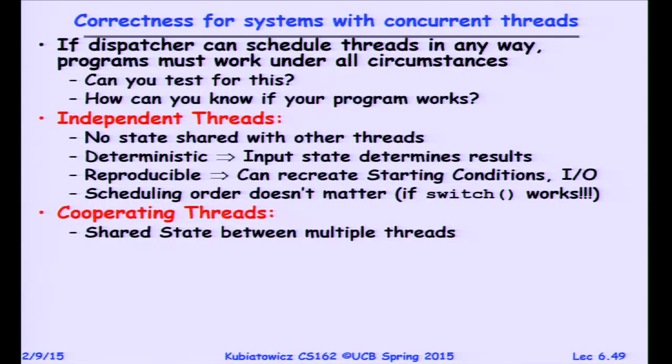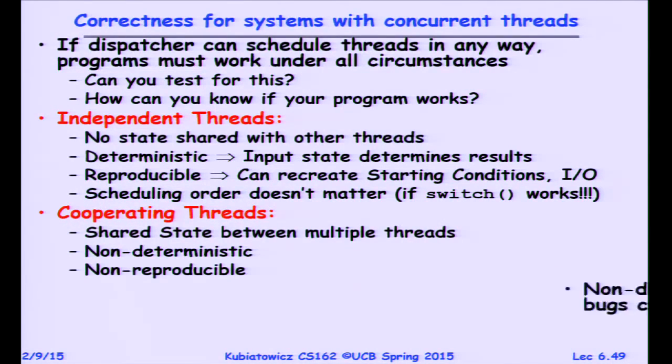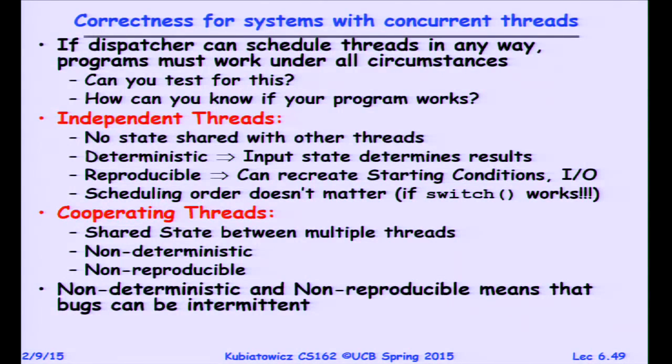Shared state between multiple threads. Non-deterministic. Non-reproducible. Non-deterministic and non-reproducible means that bugs are intermittent. And this is your great term for the day to end. These are called Heisenbugs. These are bugs that when you look at them, they go away. And unfortunately, these are the kind of bugs you're going to run into in the operating system all the time.